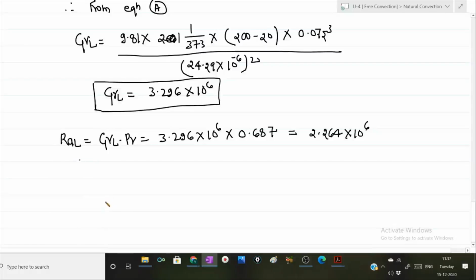Okay. So what conclusion can I basically draw from this value of product of GR into PR? Since this GR PR product is less than 10 to power 9, flow is laminar. Even though it is free convection, in free convection as well, flow can be laminar or turbulent. So based upon the value of product of GR and PR, which is less than 10 to power 9, flow is laminar.